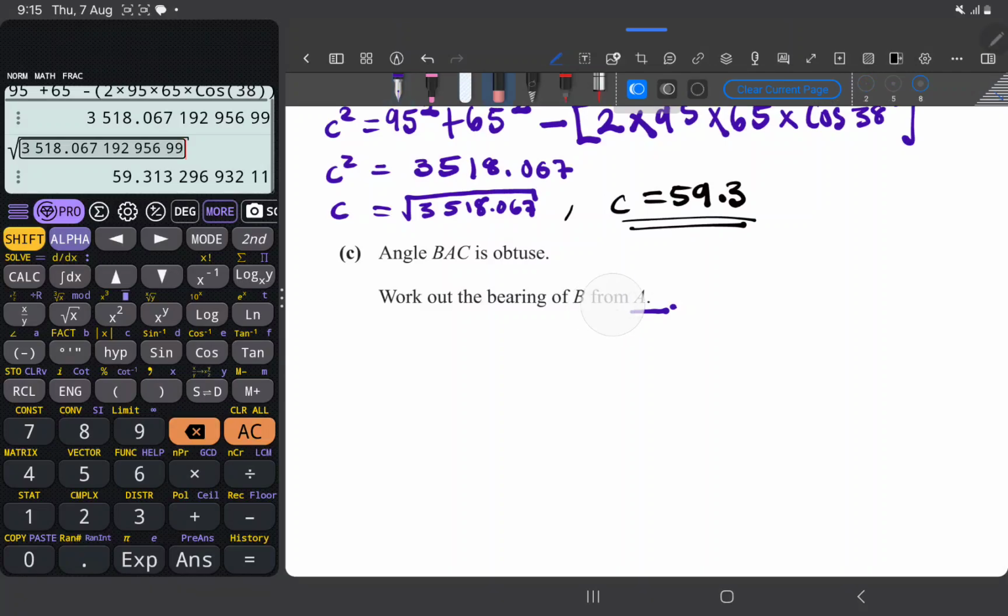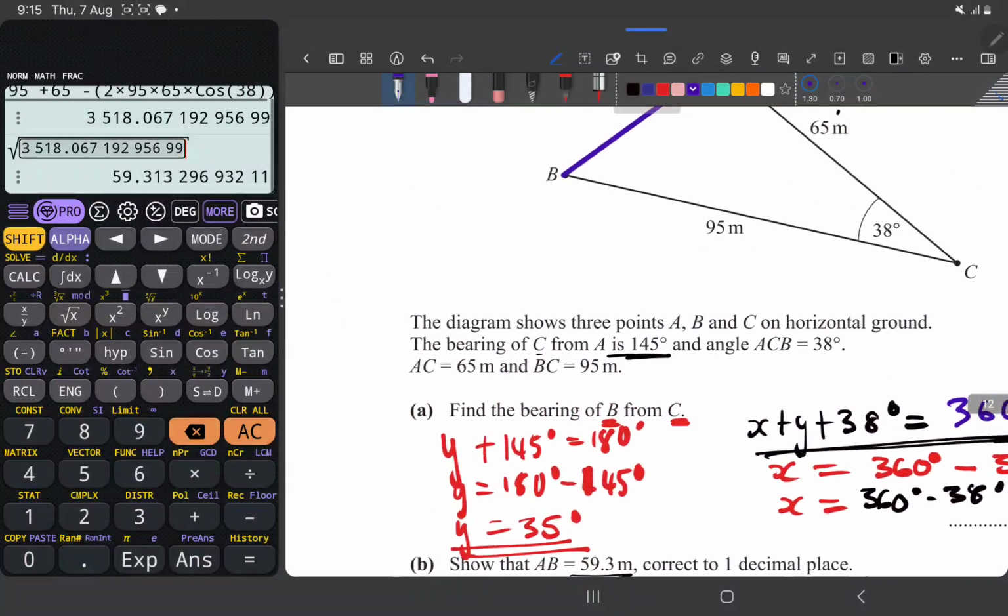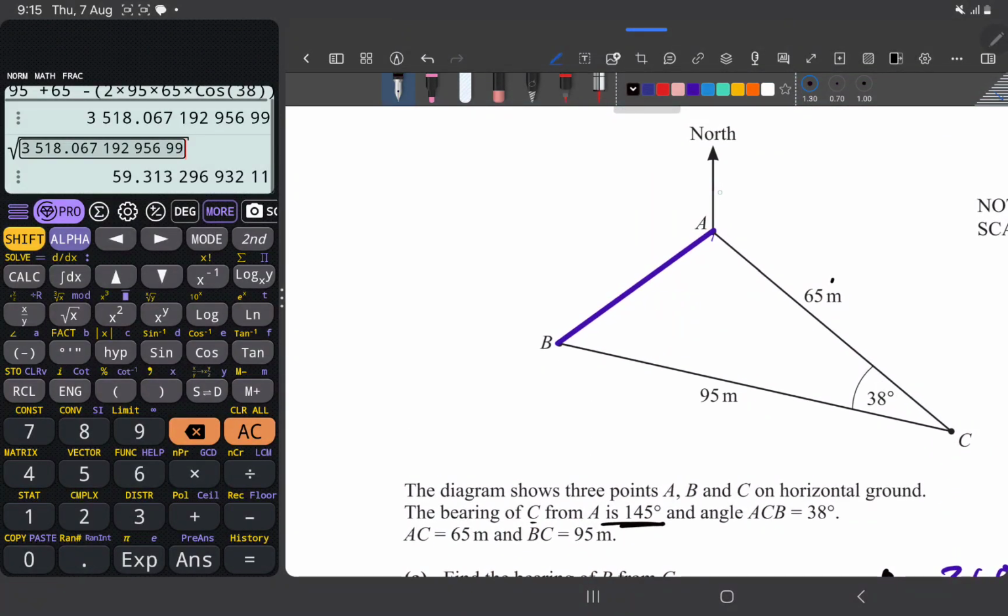If it's not there. Now here, we want the bearing of B from A. So we are now going to just come from A and show this whole thing. And this is the one which we want. This is the bearing we want. Well, we know that this is 145 degrees. And we don't know this angle though. We don't. But we know this side. We just found this side to be 59.3. Now what we want is this one. Right? So what do you know? Let me just show you now what we know.